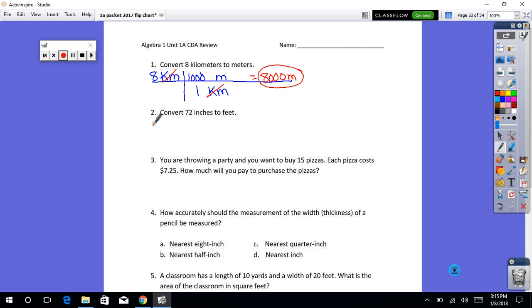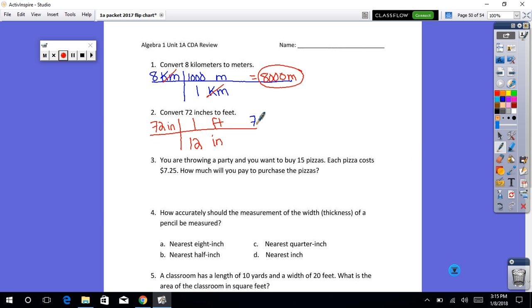Okay, 72 inches to feet. Okay, that is a straight one-step conversion. The inches has to be on the bottom, and I'm trying to get to feet. Okay, so then ask yourself, how do feet and inches relate? Well, I know that there's 12 inches for every 1 foot. Okay, 12 inches for every 1 foot.